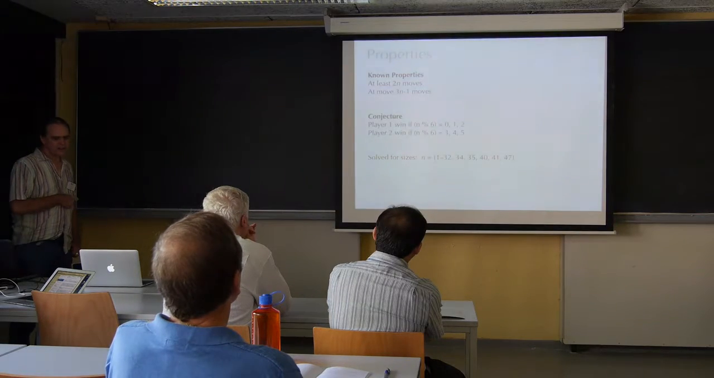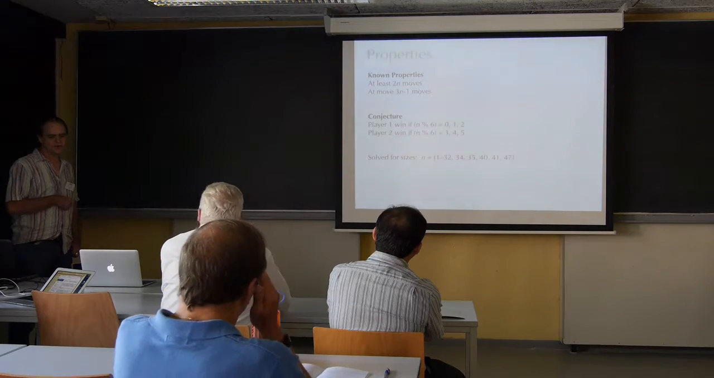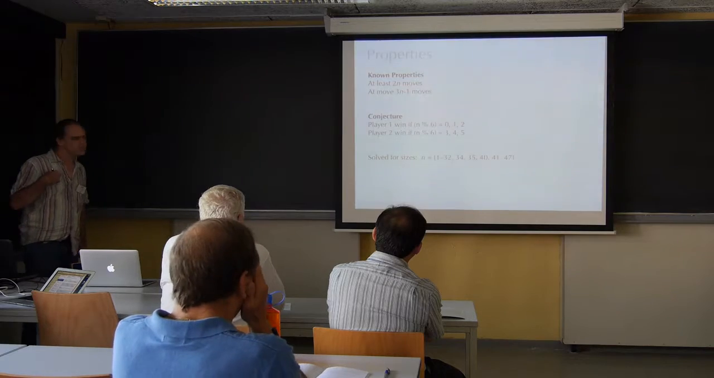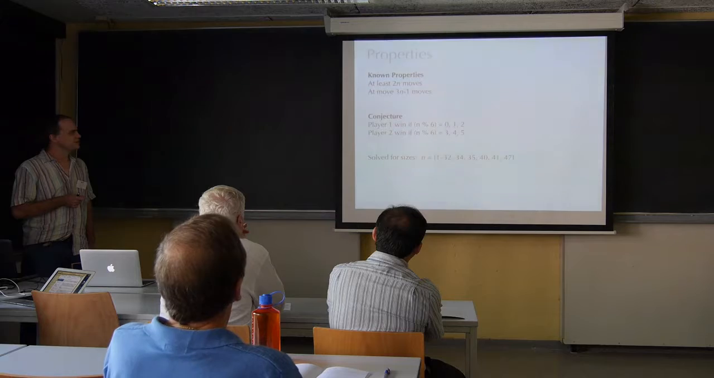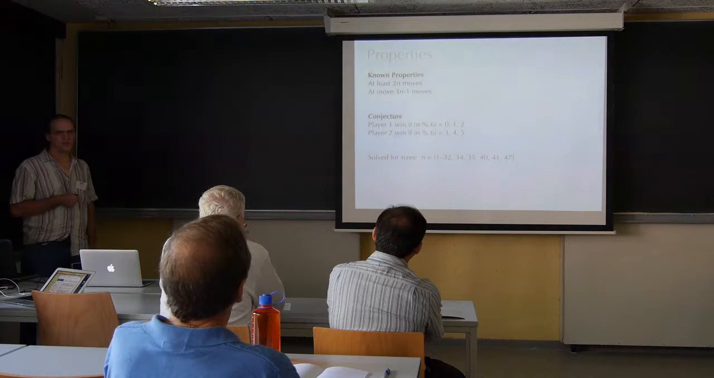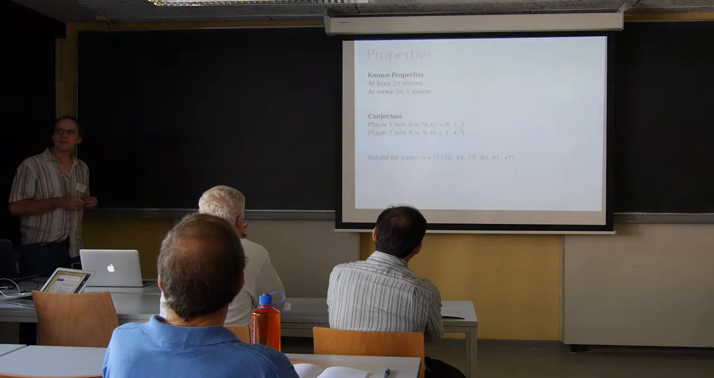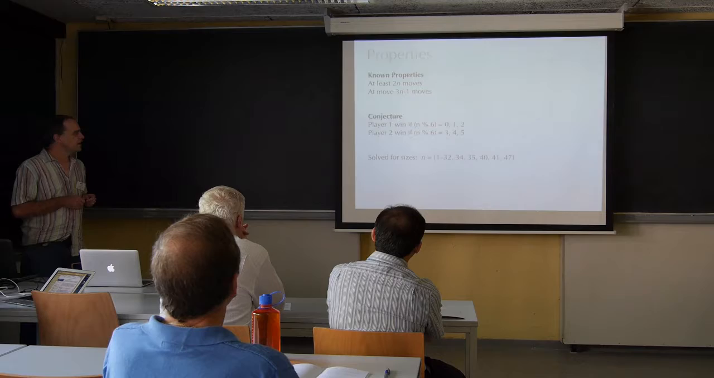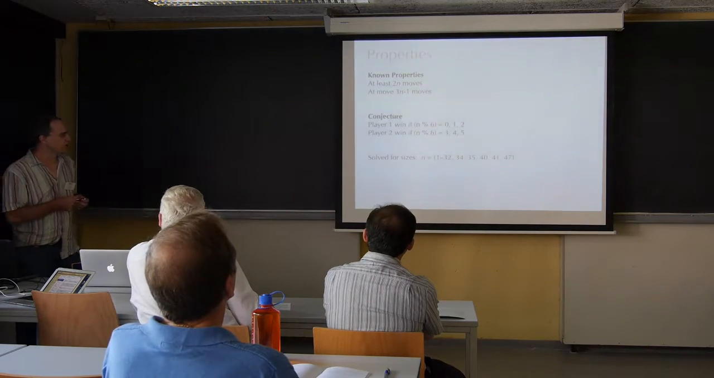So the known properties of the game are that every game must last at least 2n moves, and will last at most 3n minus 1 moves. And there's a conjecture that player 1 will win if n mod 6 is 0, 1 or 2, and player 2 will win otherwise. This hasn't been proven, but it is true for every game that's been solved so far. Games have been solved up to 32 dots and a few beyond that.